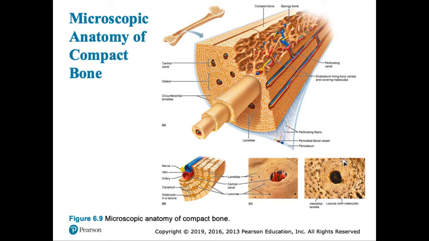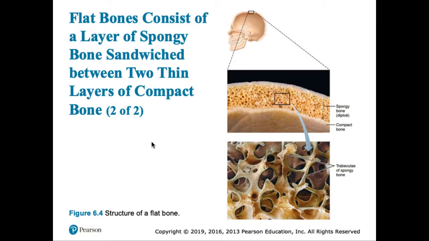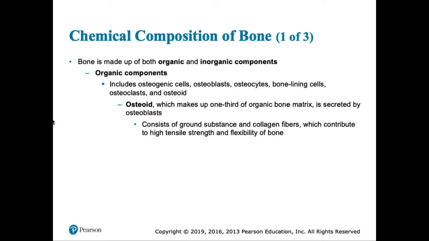Under a microscope, this is what bone looks like. It's very distinctive from all the other tissues because it's this darkened color and you see this little round structure. Flat bones, of course, consist of a layer of spongy bone sandwiched between two thin layers of compact bone. We've seen this image before, but you can see what the structure of that flat bone looks like.